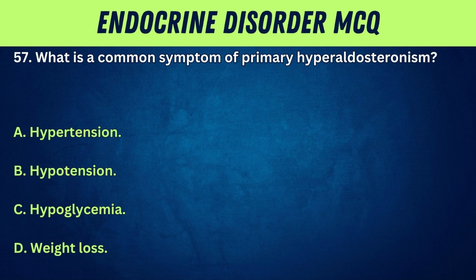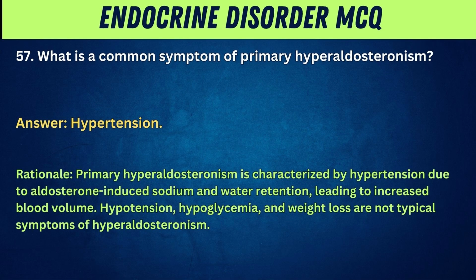57. What is a common symptom of primary hyperaldosteronism? A. Hypertension. B. Hypotension. C. Hypoglycemia. D. Weight loss. Answer: hypertension. Rationale: primary hyperaldosteronism is characterized by hypertension due to aldosterone-induced sodium and water retention, leading to increased blood volume. Hypotension, hypoglycemia, and weight loss are not typical symptoms of hyperaldosteronism.